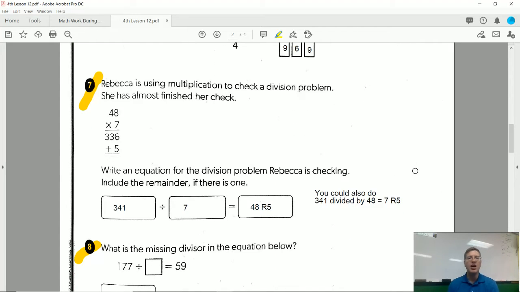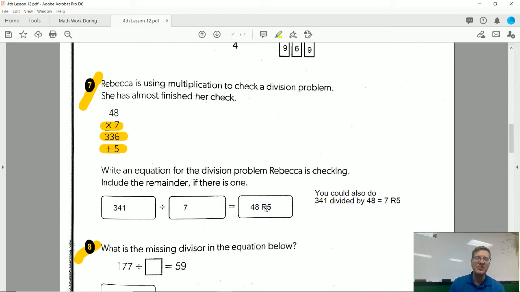Number 7, Rebecca is using multiplication to check a division problem. She has almost finished her check. Write an equation for the division problem. So if we add these two numbers together, that's going to get us to our starting number for the division problem. So that would be 341. The number that we're multiplying by is the number that we are going to divide by, which is 7, and that gives us an answer of 48. But down here we had to add a 5, so that means we had a remainder of 5.